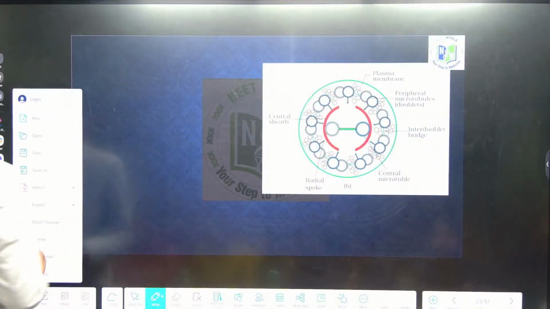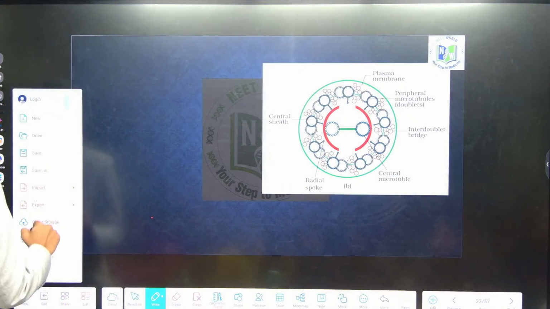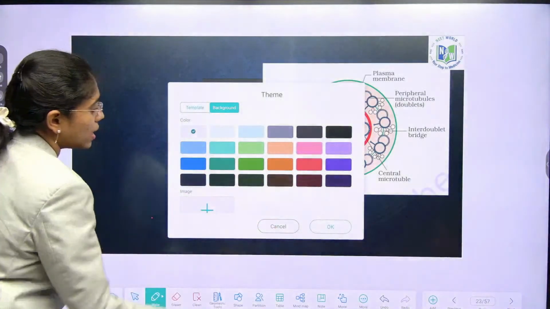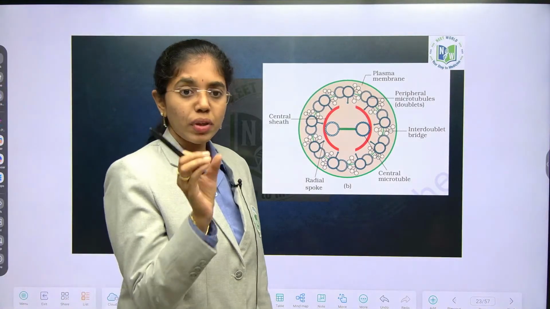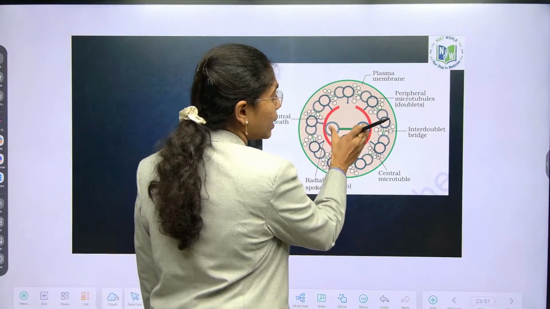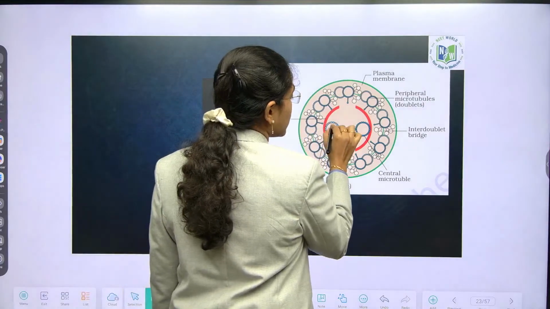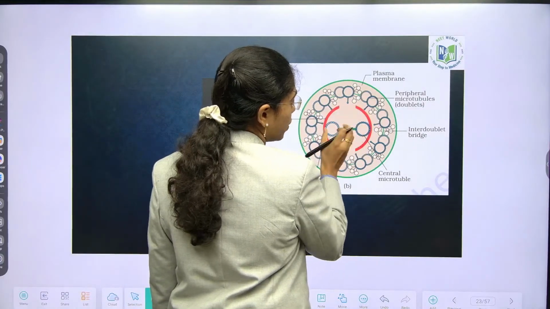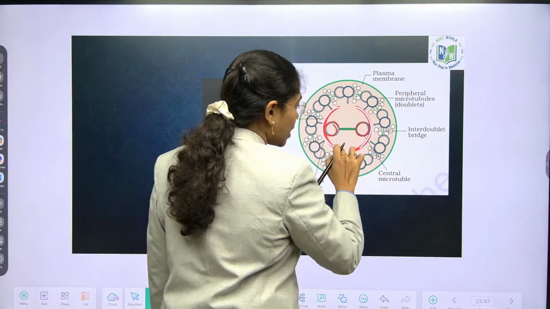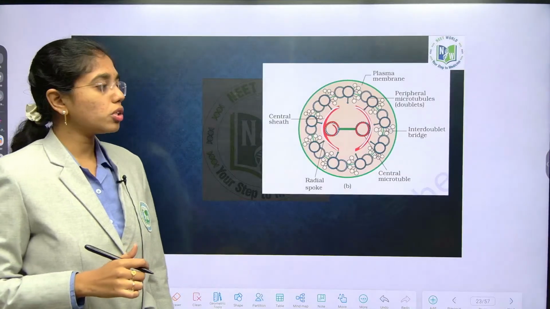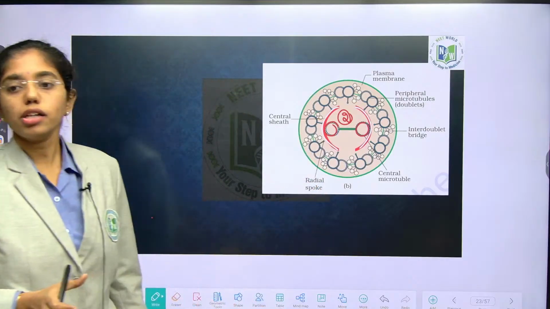Unlike the centrioles, where you have seen at the center there is a single proteinaceous hub, here at the center there are microtubular doublets. Okay, there are no alphabets to it. At the center you have a central doublet which is enclosed by a central sheath. Central microtubules, how many do you have? 2 central microtubules, which are surrounded by a central sheath.